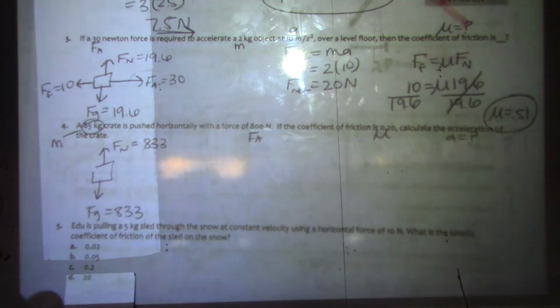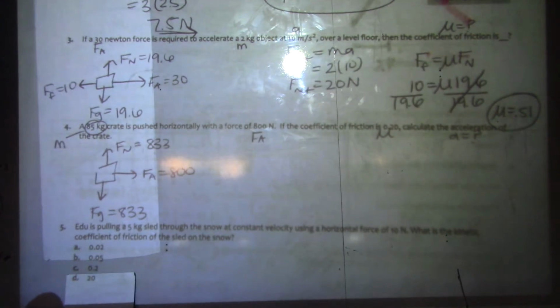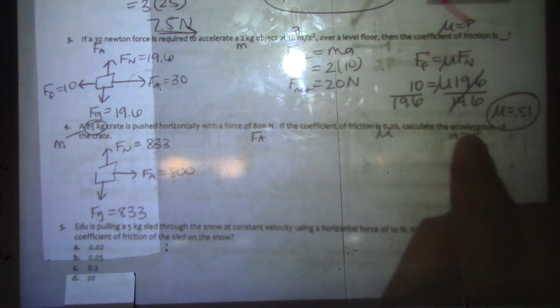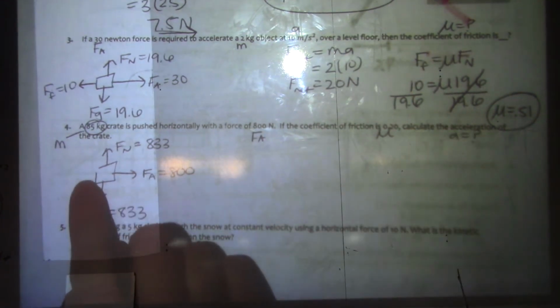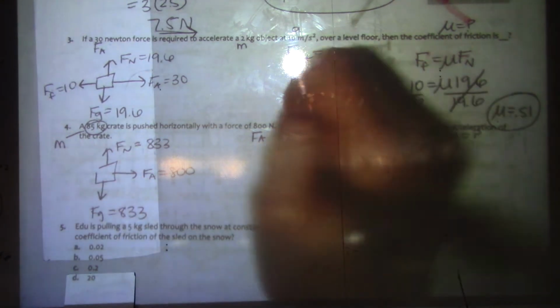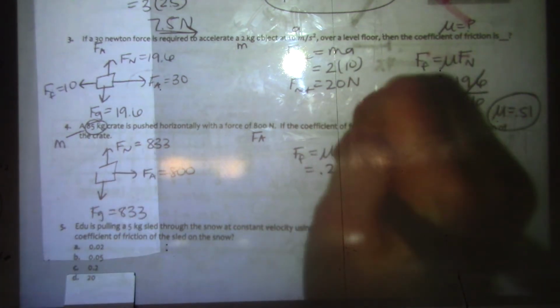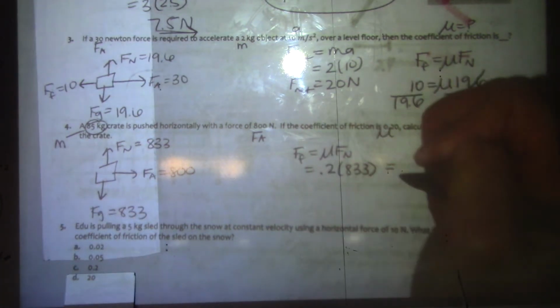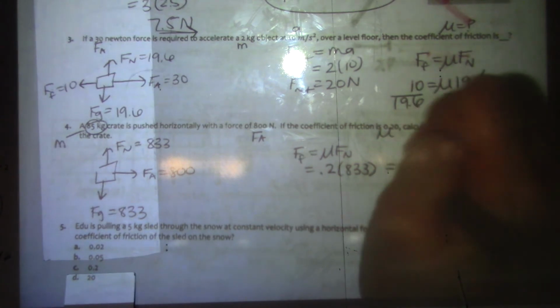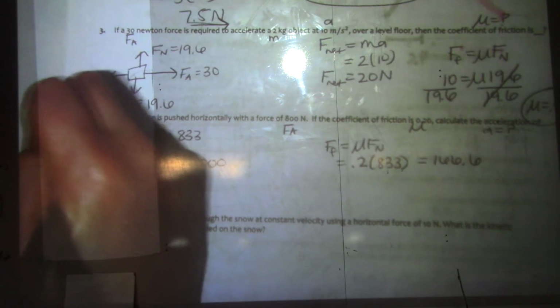Top and bottom. I have this applied force, so FA is 800. And now I need to calculate acceleration. I need to find my missing force first to find the net force. I have a force of friction, that's mu Fn. I know mu, it's 0.2. I know Fn, it's 833. So that gives me a force of friction of 166.6. So once you have that, you can put that in your diagram.